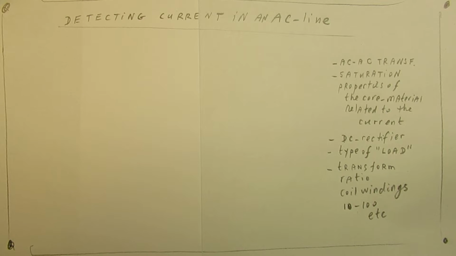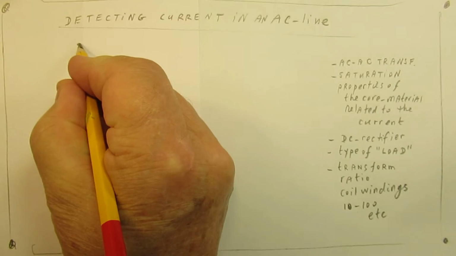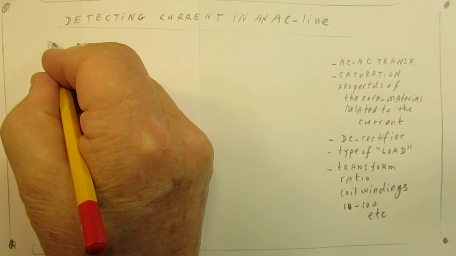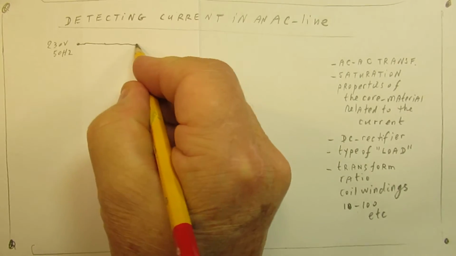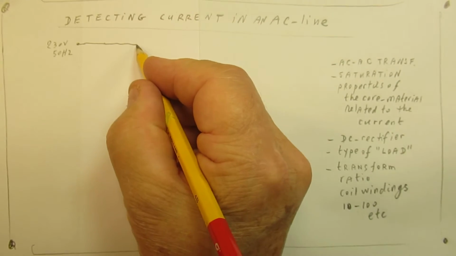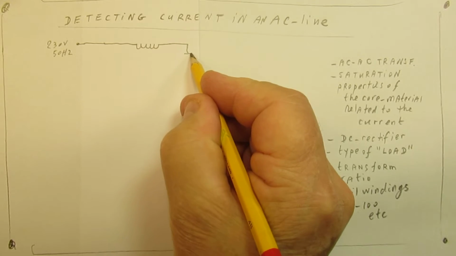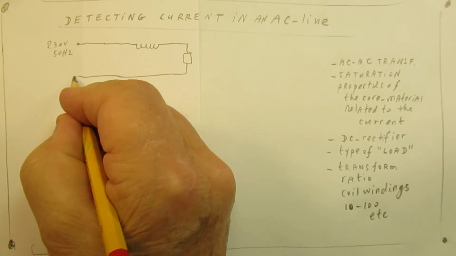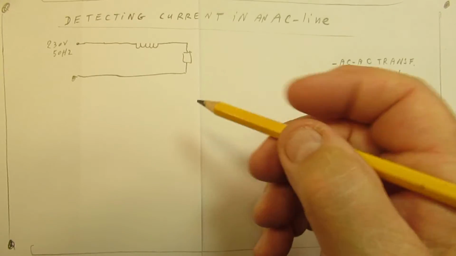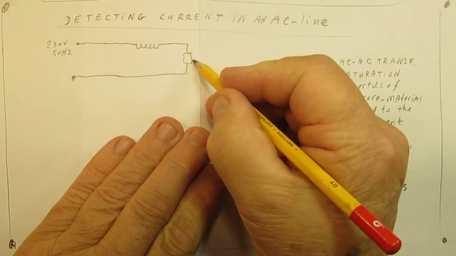And in the Netherlands we are talking about 230 volt at 50 Hertz. So this is the idea. Here we have the line voltage, 230 volt, 50 Hertz. Here we have a measuring transformer, with a few windings. Then we have the load here. It could be everything, could be an inductive load, or could be a purely ohmic load, like an incandescent lamp.